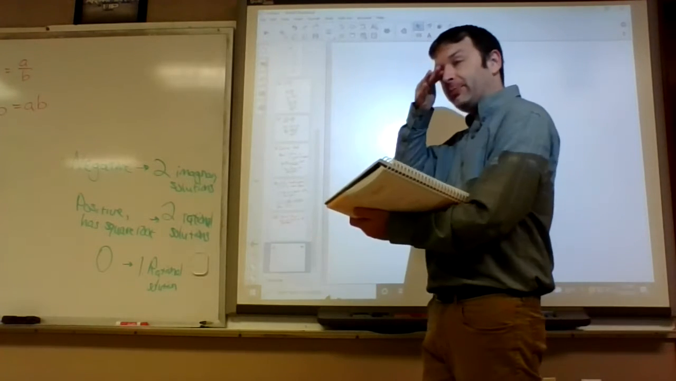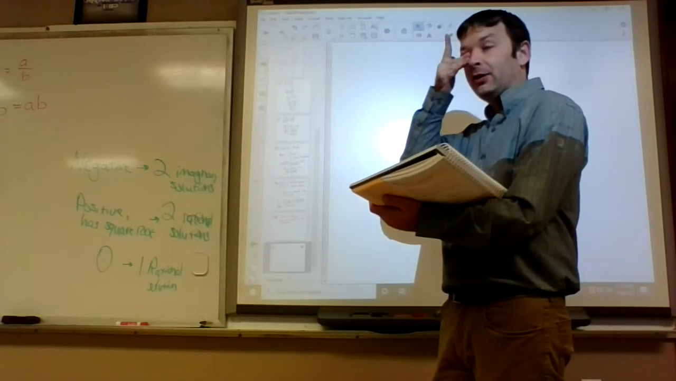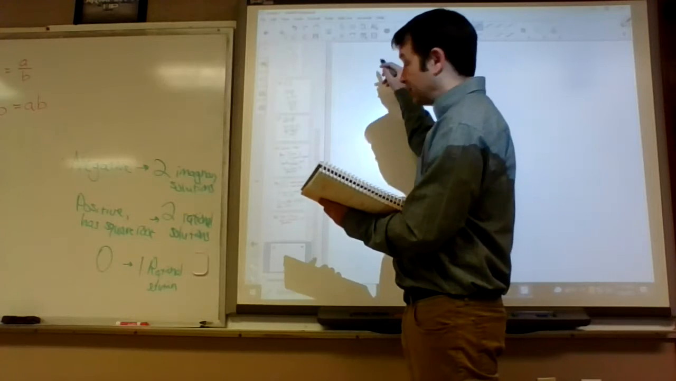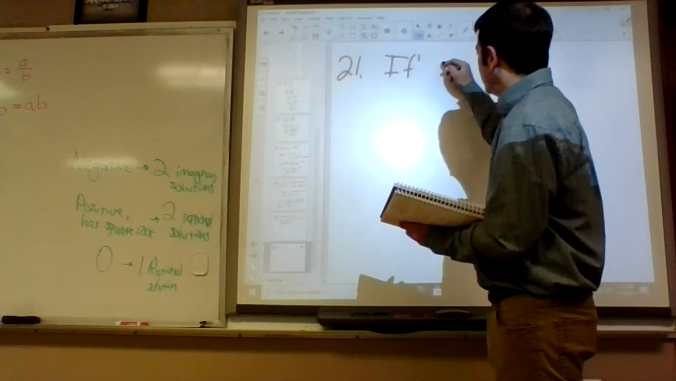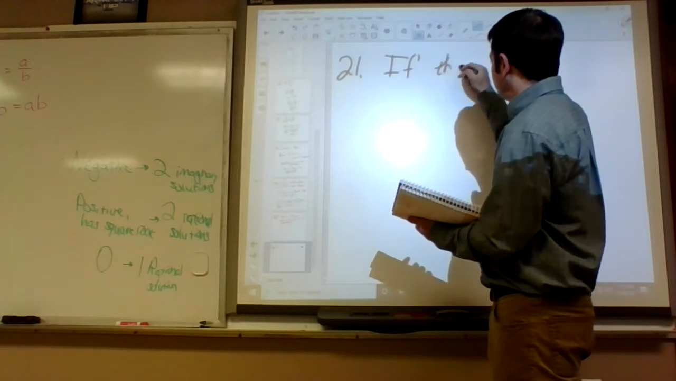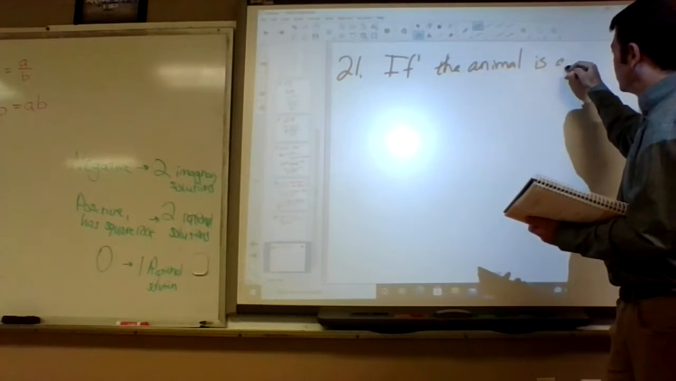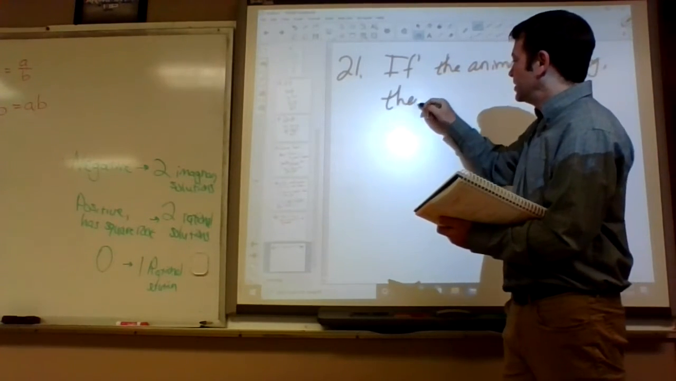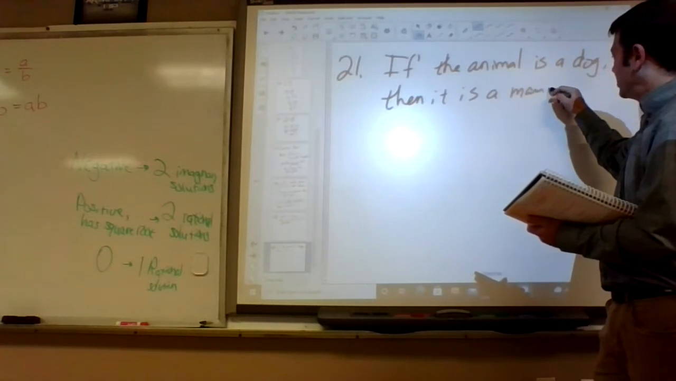So these are basically two sentences. The first sentence is, if the animal's a dog, then it is a mammal. I'll write this down. Sparky's outside the circle. If the animal is a dog, then it is a mammal.